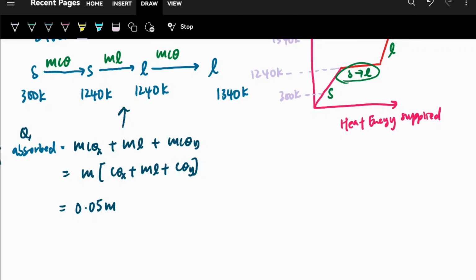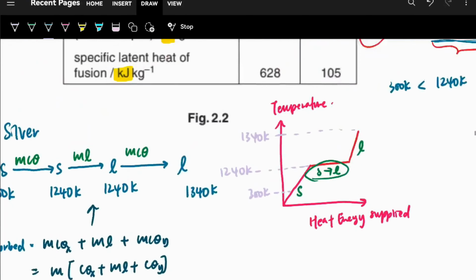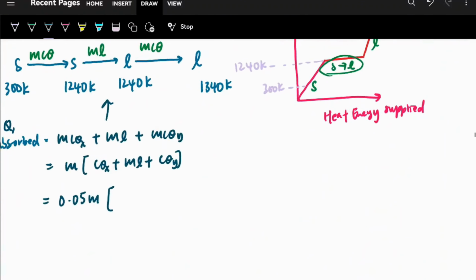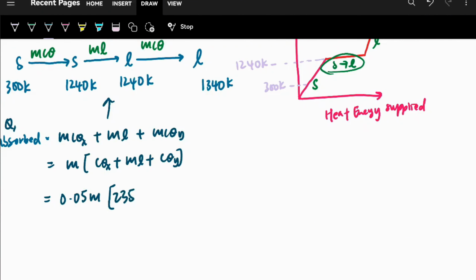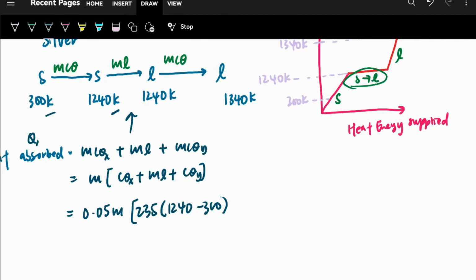Okay, now let's sub in our value. Specific heat capacity for silver is 235. Check unit is in joule. Okay, good to go, 235. And the temperature change is 1240 minus 300. Remember, Kelvin. Check your unit always.